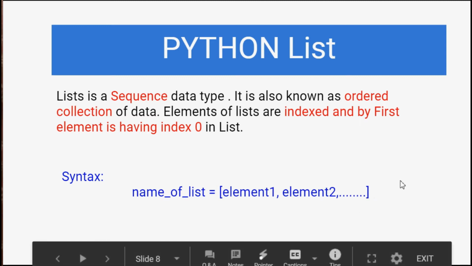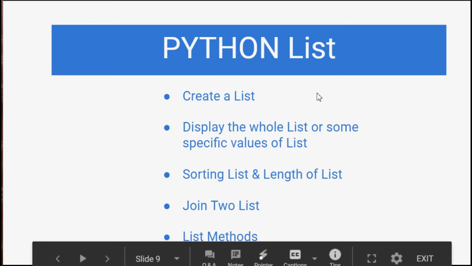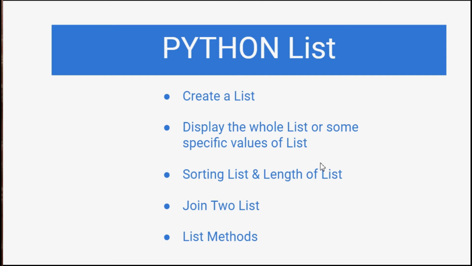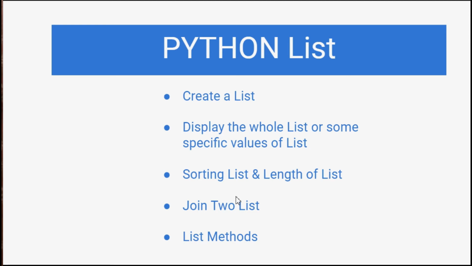Let's understand what we are going to discuss inside the list. We will discuss how we can create a list, how we can display the whole list or some specific elements of it, how we can sort the list, how we can calculate the length of the list, how we can combine two different lists, and what other operations we can perform on a list. Let's explore this sequential data type with the help of a program.